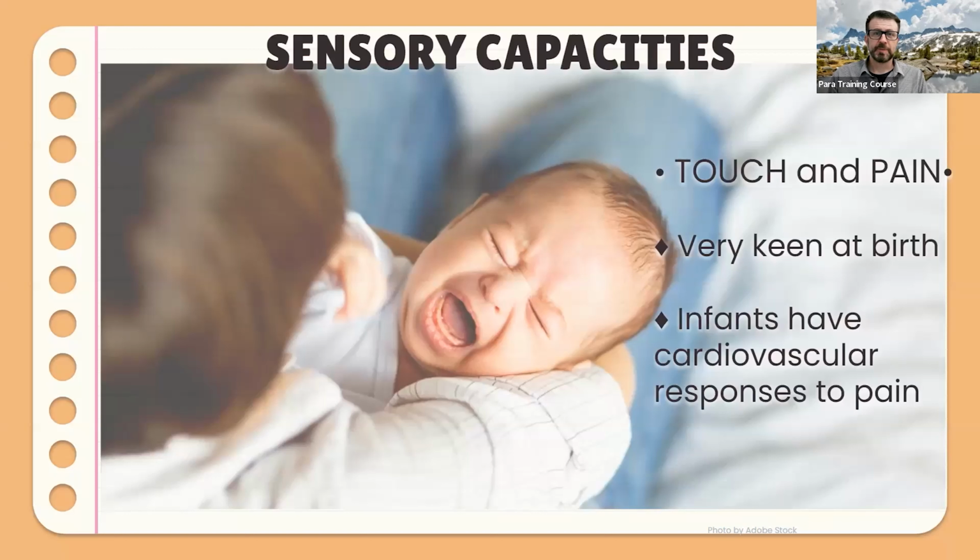What about touch and pain? They're closely related, right? At birth, these are already very keenly developed. It's another part of the mammalian survival strategy. Even babies will try to move away from fire, right? That kind of thing. Infants have cardiovascular responses to pain. This is how we can be certain that they feel it.